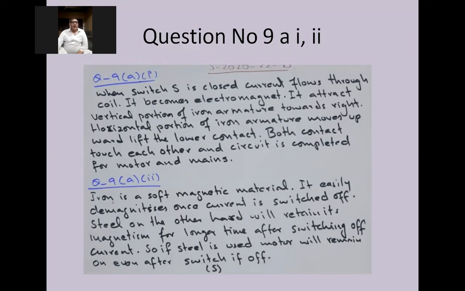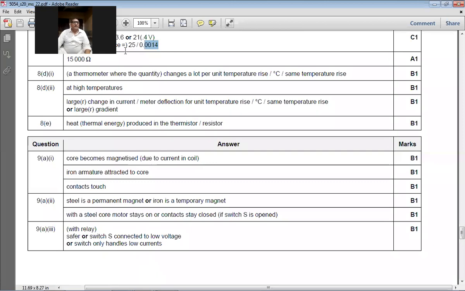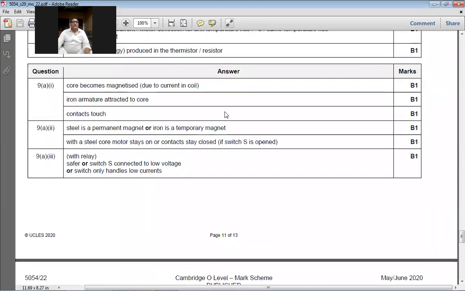So I hope that you have understood this, and let's check what the marking scheme has to say. The marking scheme says: the core becomes magnetized due to current in the coil, the iron armature is attracted to the core, and the contacts touch. So this was a 3-mark question, and I hope that you have understood.